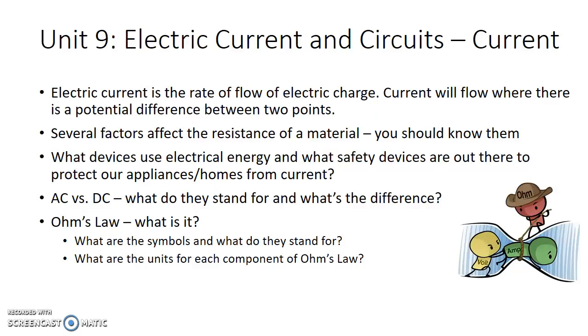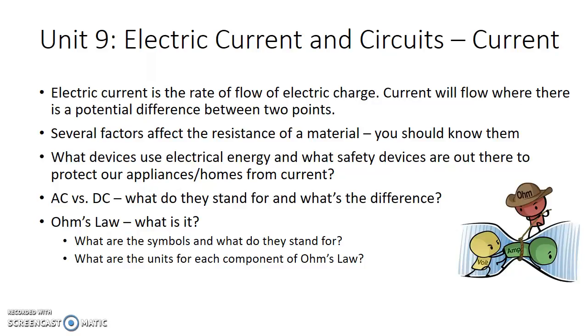So specifically electric currents and circuits, and then current. So electric current is the rate of flow of electric charge. Current will flow where there is a potential difference between the 2 points. So several factors affect the resistance of a material.